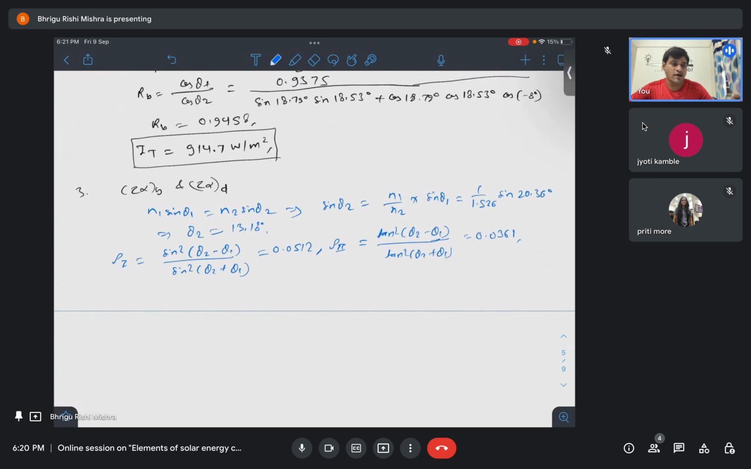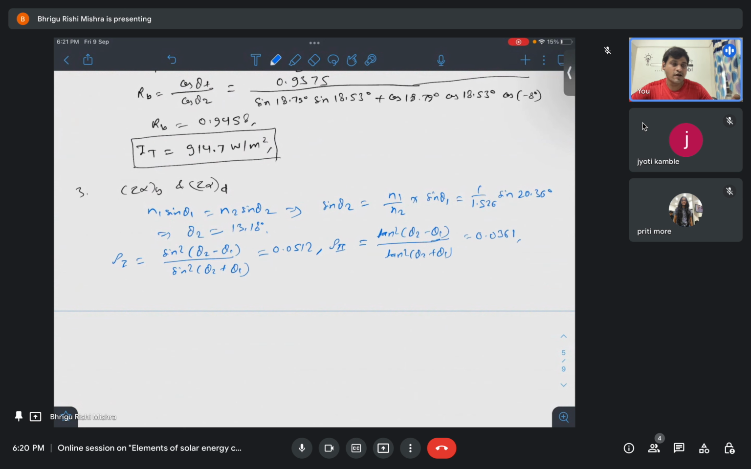We have tau r, we need to calculate tau v, that means transmissivity considering absorption only. For tau v we need to know the extinction coefficient and the thickness of the glass. The extinction coefficient of the glass is given as 19 per meter, this is K, and the thickness of the glass cover is 4 mm. So this is delta G.